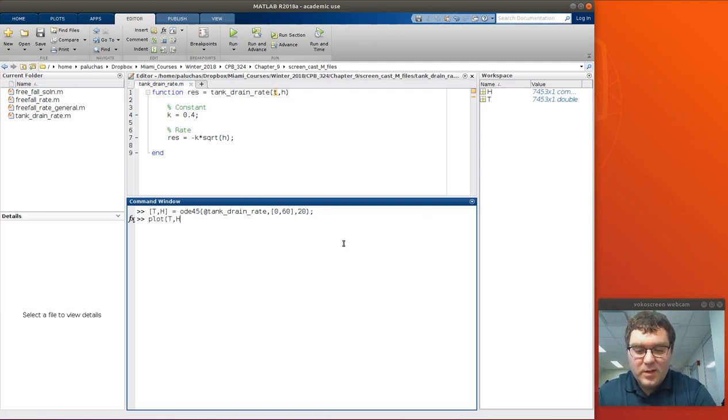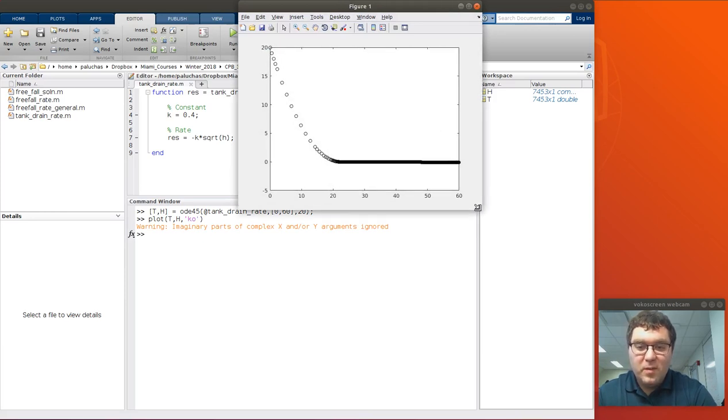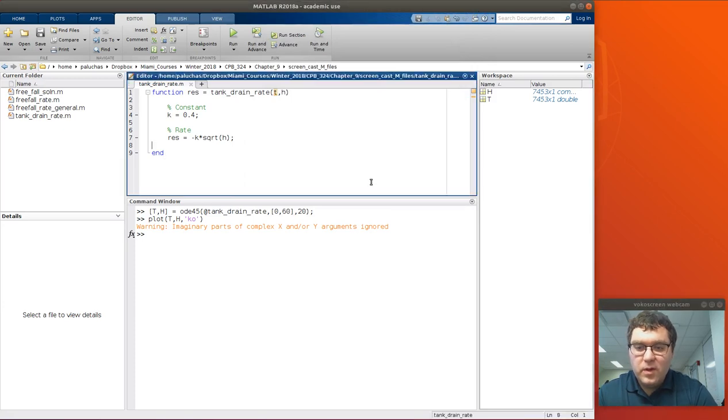So I go ahead and plot t versus h. I'm going to plot those as black circles. Oh, I get an error message. The error message I get is warning, imaginary parts of complex x and or y arguments ignored. So the issue I appear to be having, as we started at 20 meters, we said integrate out to 60 seconds. That looks way past the time at which the tank is empty, and so it's causing some numerical issues. So maybe let's stop integrating at about 25 seconds. Let's rerun this.